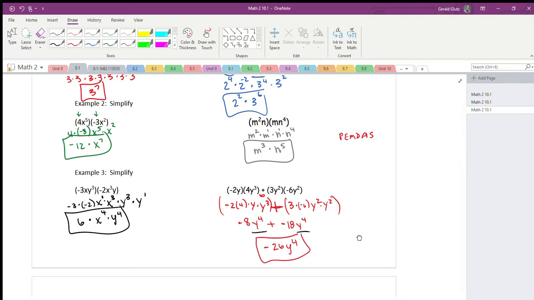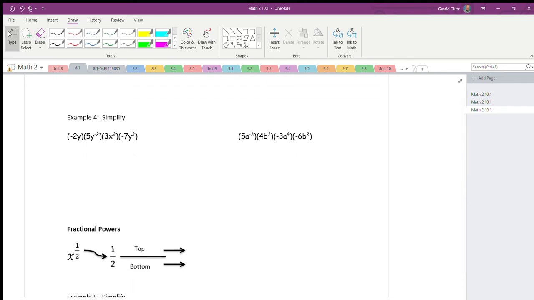So moving on to the next page, example 4. So more of the same thing. This time we have a ton of terms that we're multiplying. There's no addition sign in here at all. So I'm going to multiply all those numbers together first. So -2 times 5 times 3 times -7. Then I'll do the alphabetical order.